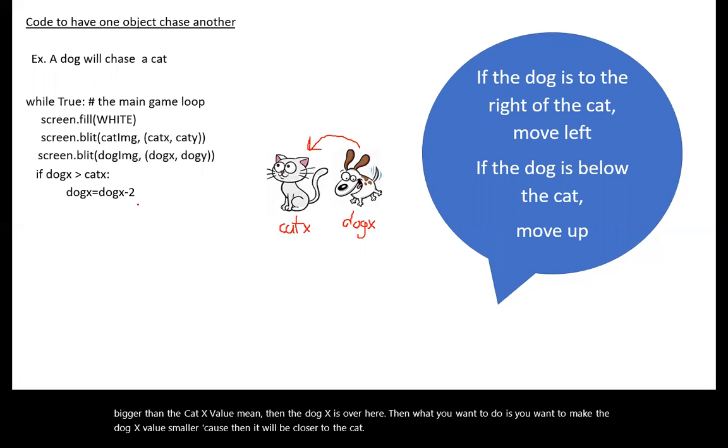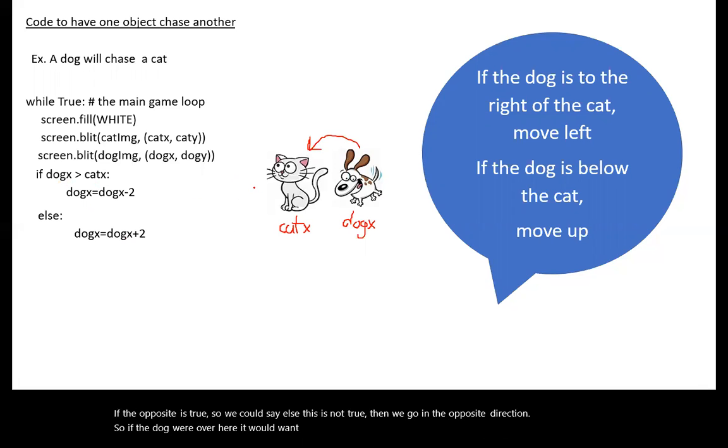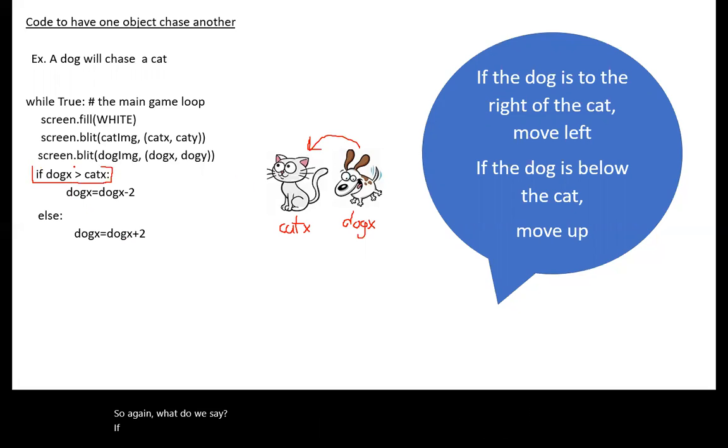So we'll subtract 2. If the opposite is true, so we could say else this is not true, then we go in the opposite direction. So if the dog were over here, it would want to increase by 2 to get closer to the cat. So again, what do we say? If the dog is to the right of the cat, then we want to move left. So you subtract 2 to move left. If it is not true, then you do the opposite.